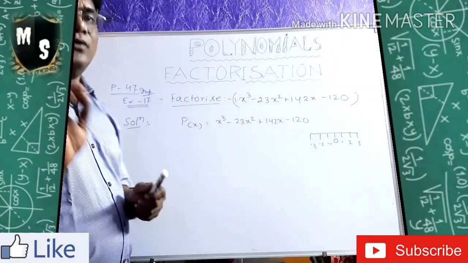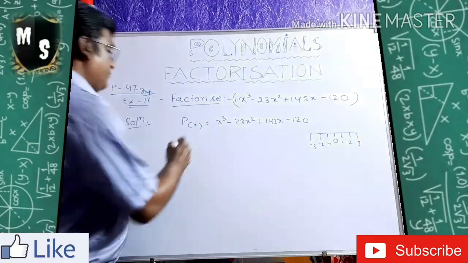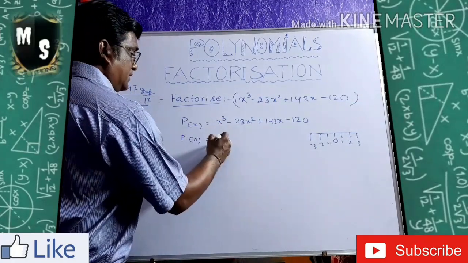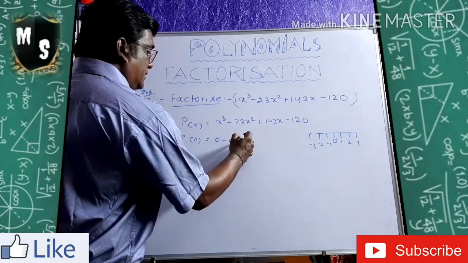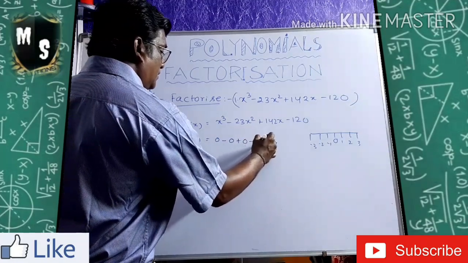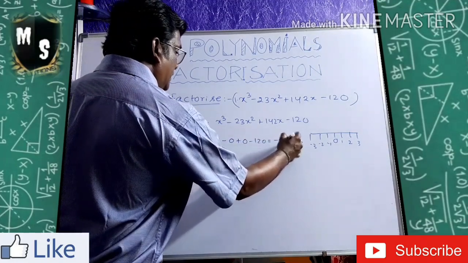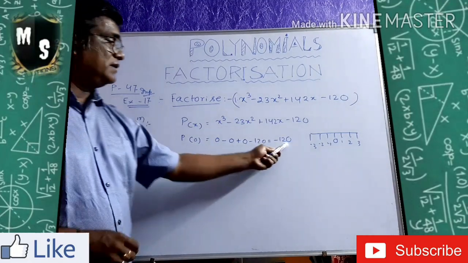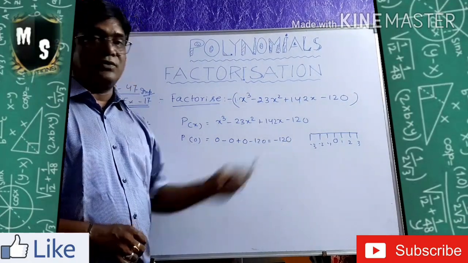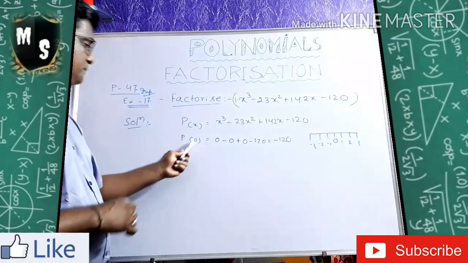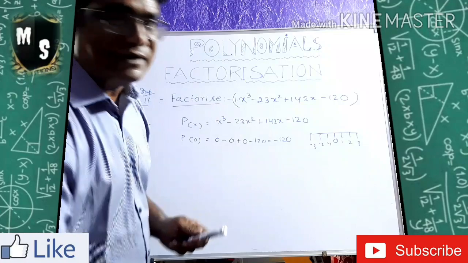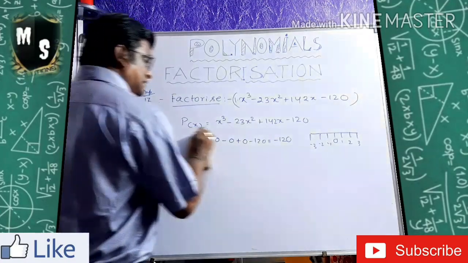Then when you put the values of x, the value on which the total polynomial becomes 0, that value you want. Okay. Now I am trying p of 0. So now it is 0, 0, 0, and minus 120. It came minus 120. So see now, when I am putting the value 0, I am not getting 0 here. I am getting minus 120. So 0 is not a solution of this cubic polynomial. So 0 is cancelled.